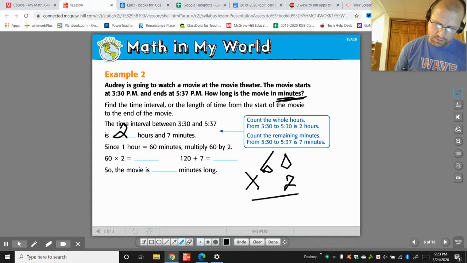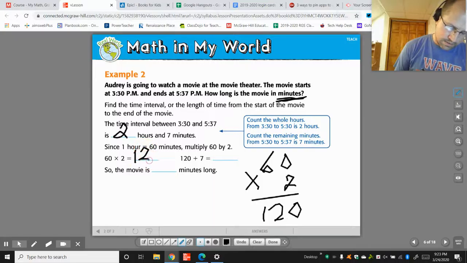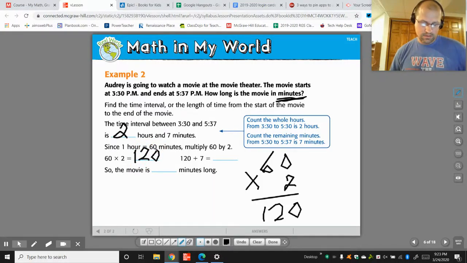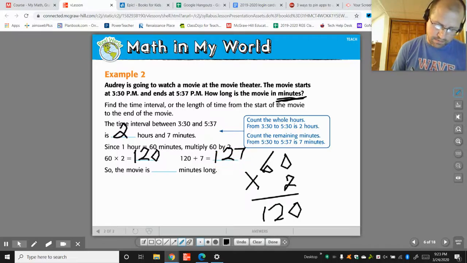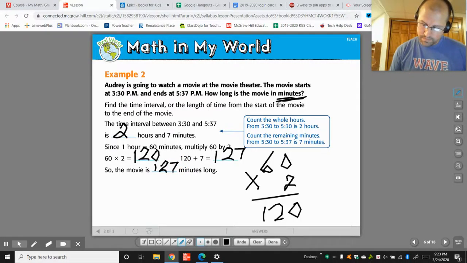2 times 0 forever will be 0. Any number multiplied times 0 is 0. 6 times 2 is 12. So that means it's 120 minutes. Plus the 7 makes it precisely 127 minutes. So this movie is exactly 127 minutes long.